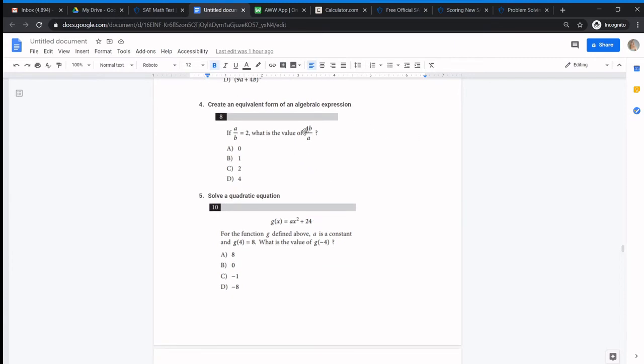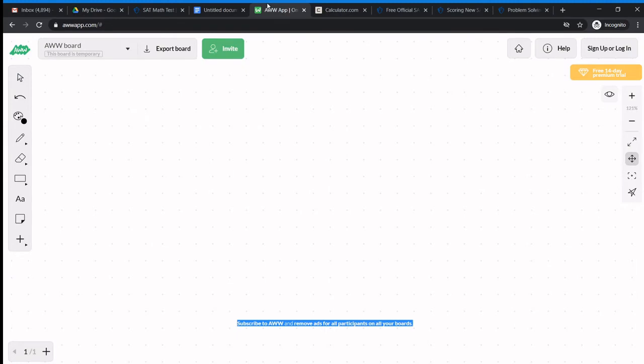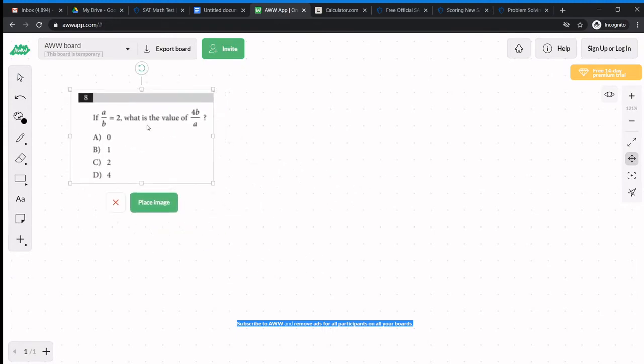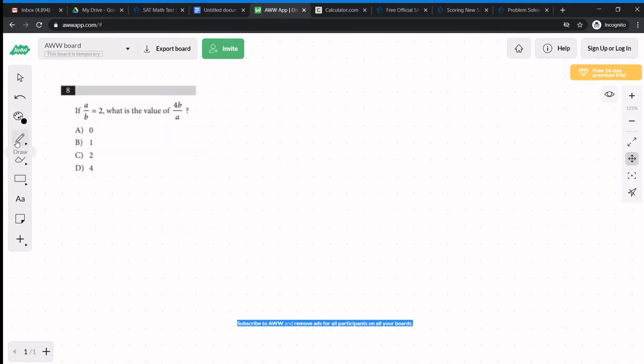Alright, creating an equivalent form of an algebraic expression. This is where we get out of factoring and get into a lot easier territory. To be 100% honest, factoring is one of the hardest things you're going to have to do on the test. So again, if any of you have questions, ask. But these ones should be pretty simple. a over b equals 2. What is the value of 4b over a?